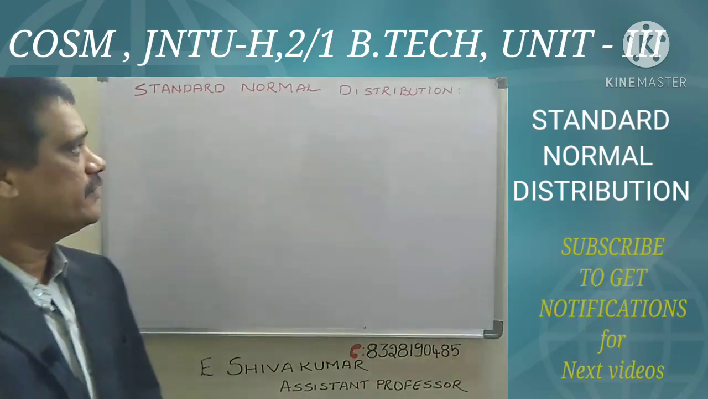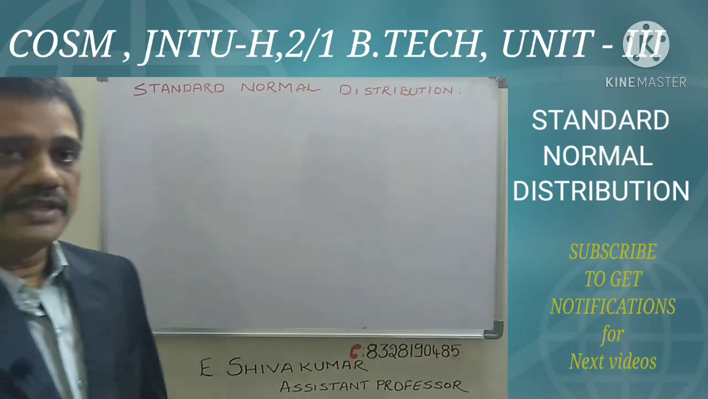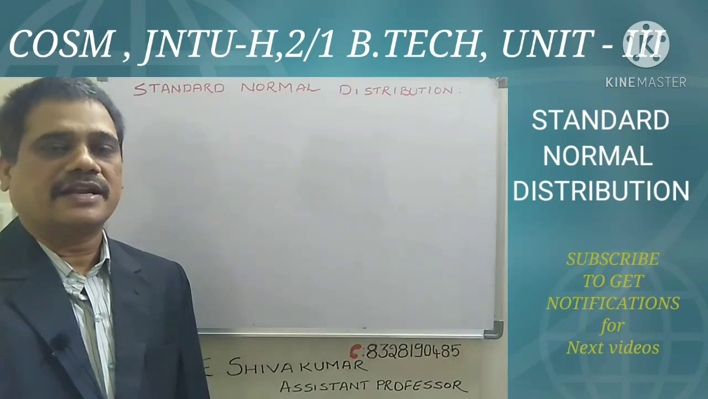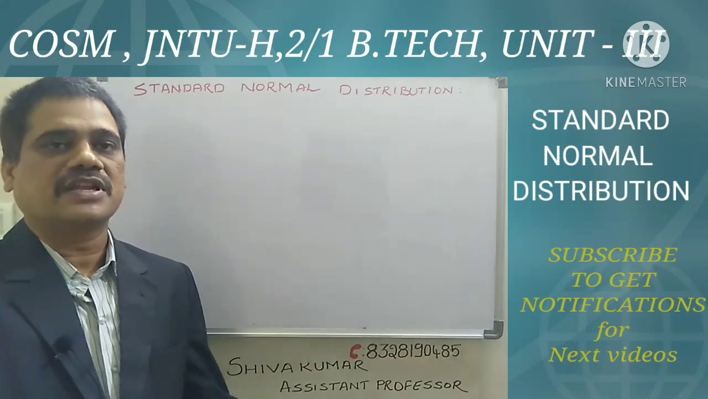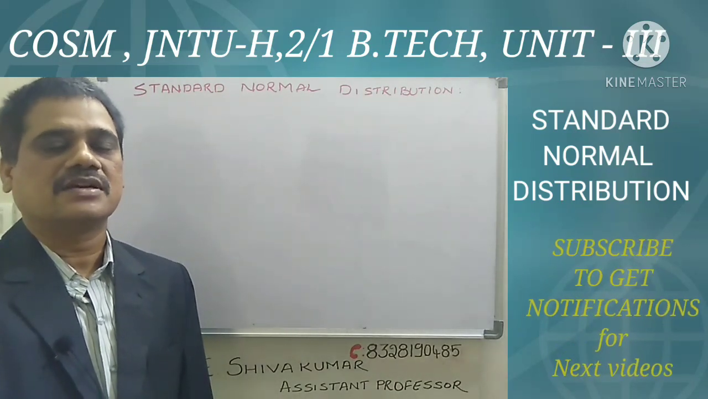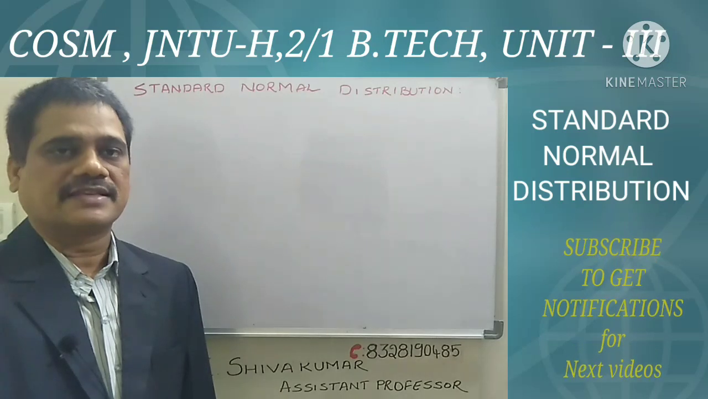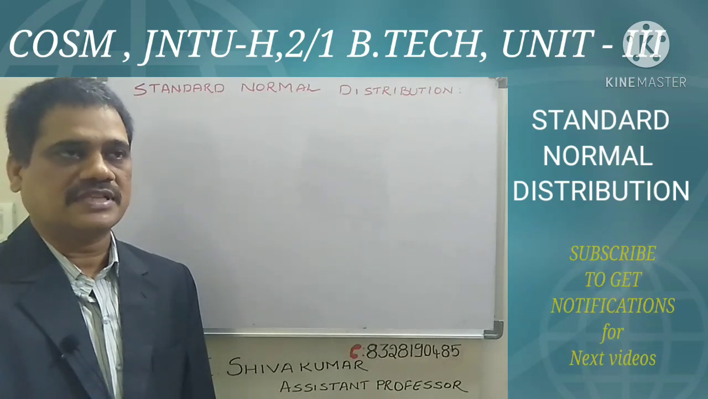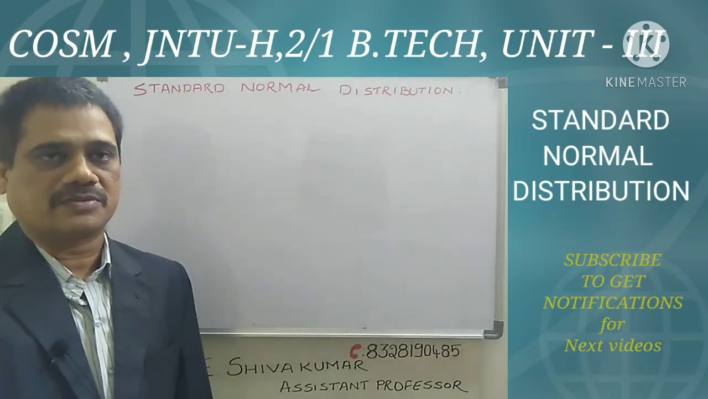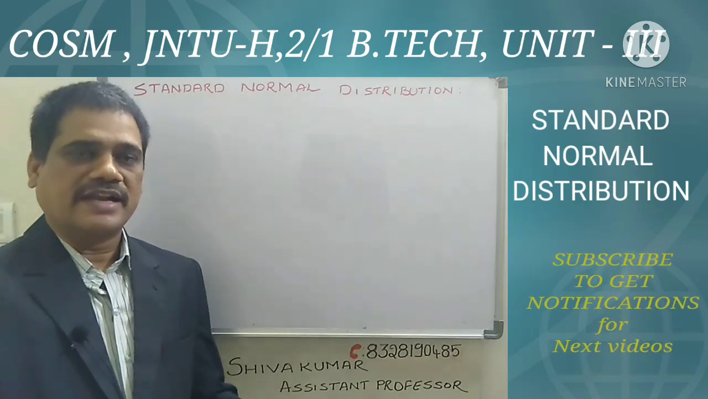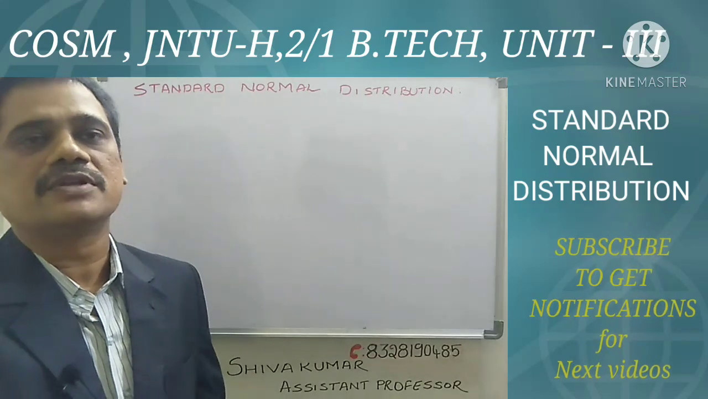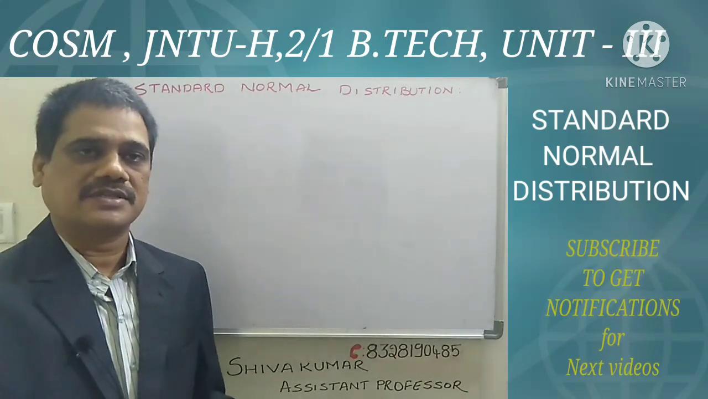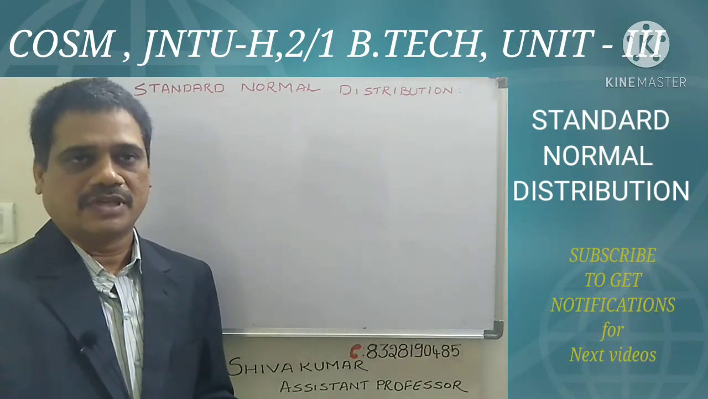Carefully listen. Actually, there is no difference between the standard normal distribution and the normal distribution. Just one special case of the normal distribution we are calling a standard normal distribution. What is the speciality in this standard normal distribution? The standard normal distribution is a normal distribution with the mean mu equal to 0 and the standard deviation sigma equal to 1.